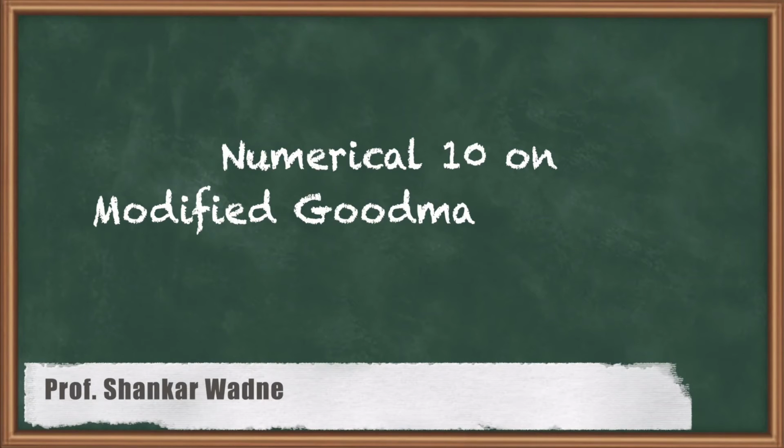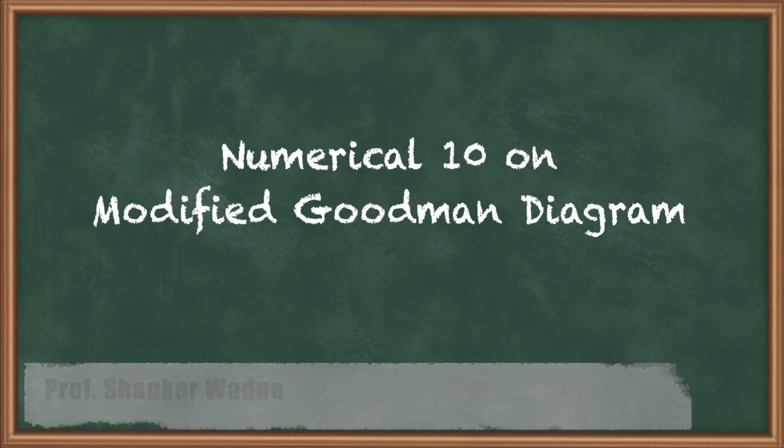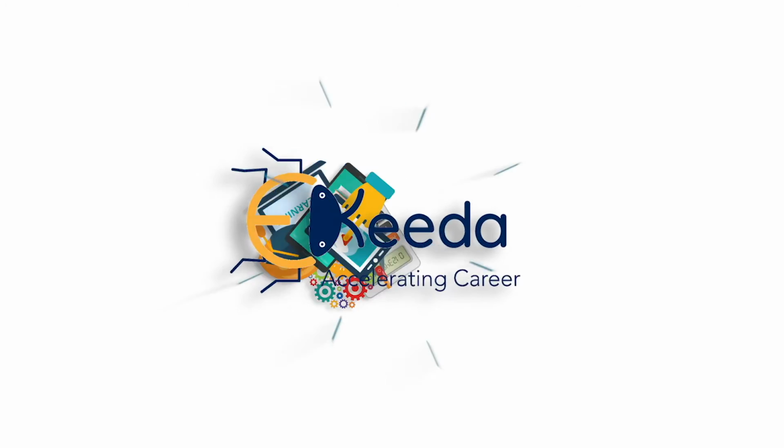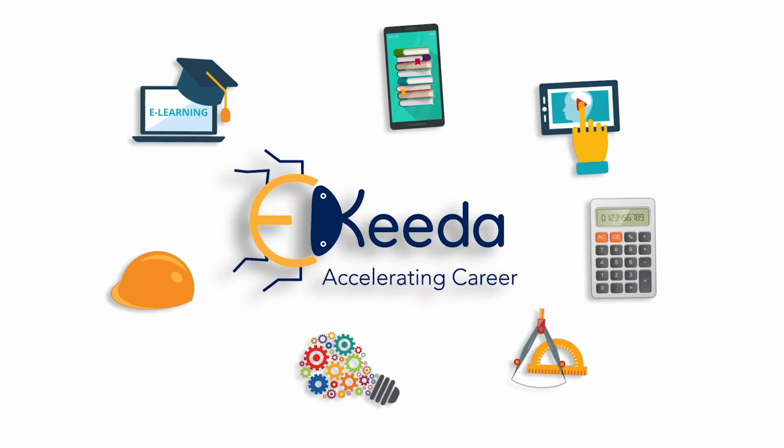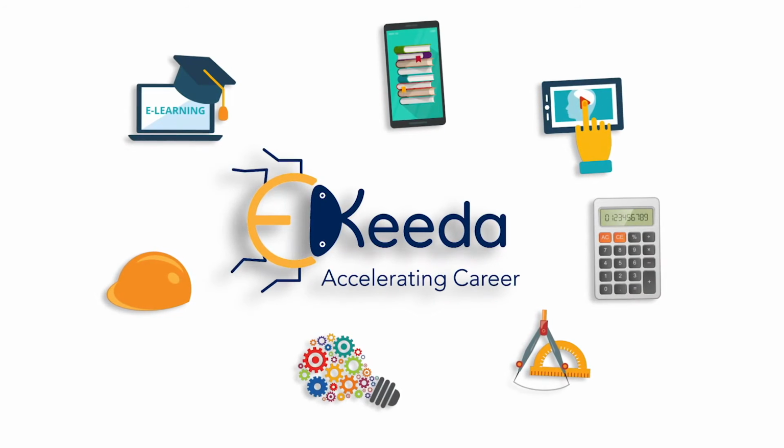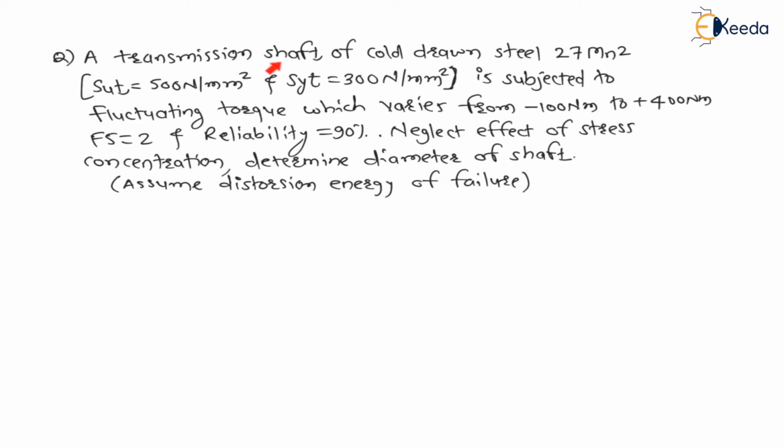Hello my dear students, in this lecture we will see one more numerical on modified Goodman diagram. The question is a transmission shaft of cold drawn steel. It is a shaft of cold drawn steel with SUT value. Here SUT is given, SUT equal to 500 Newton per mm square.